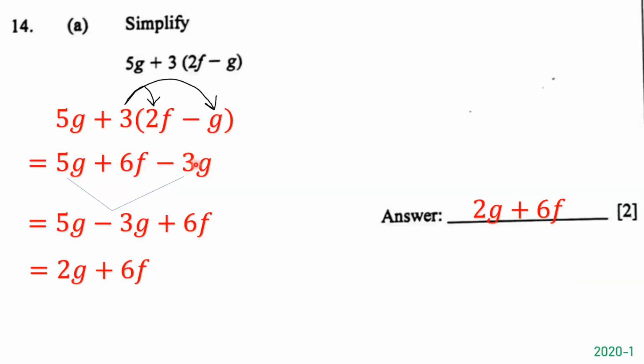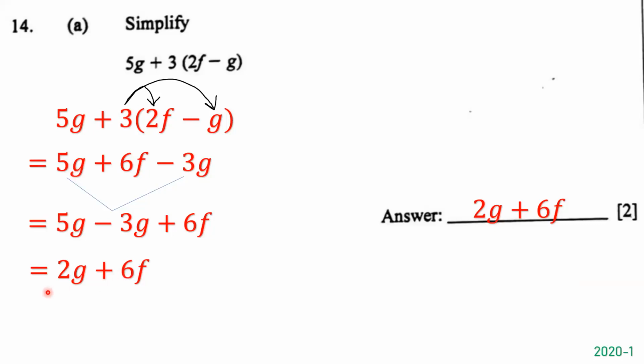Again, the goal is to bring all of the like terms together. And notice 5g and negative 3g, they are like terms. So let's bring them together. Okay, great. Now we're going to bring down the 6f. We're going to put it by itself because there's no term inside of this expression that is a like term to 6f. Now, what is 5g minus 3g? Well, 5g minus 3g is 2g. And so that's how we get the 2g here, plus 6f.